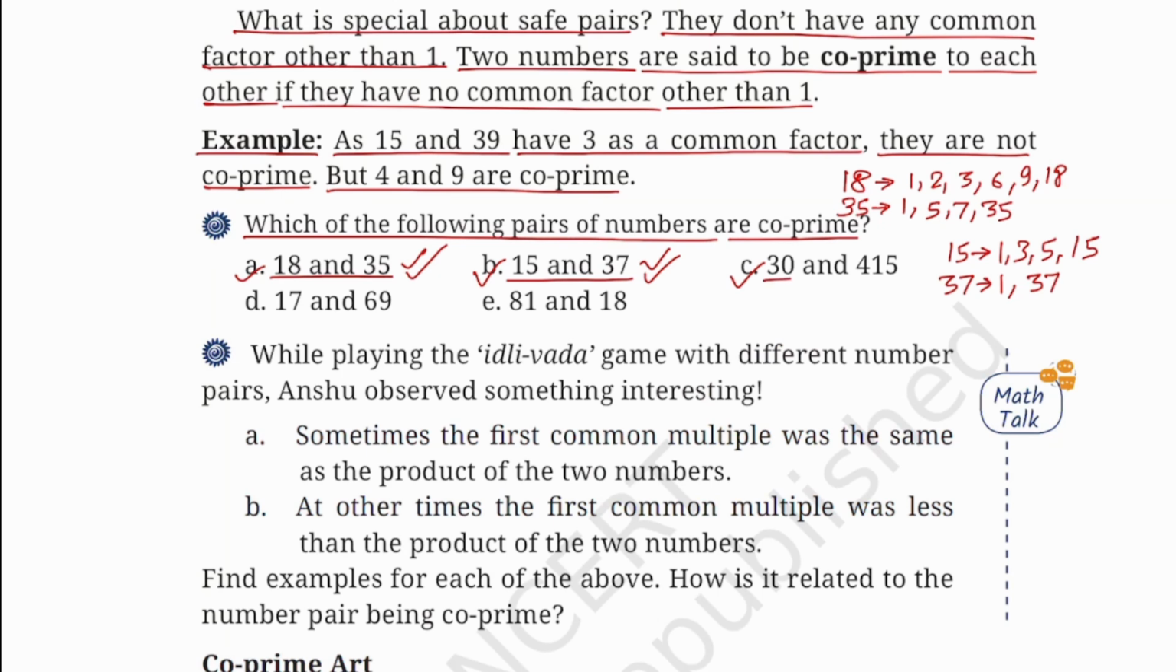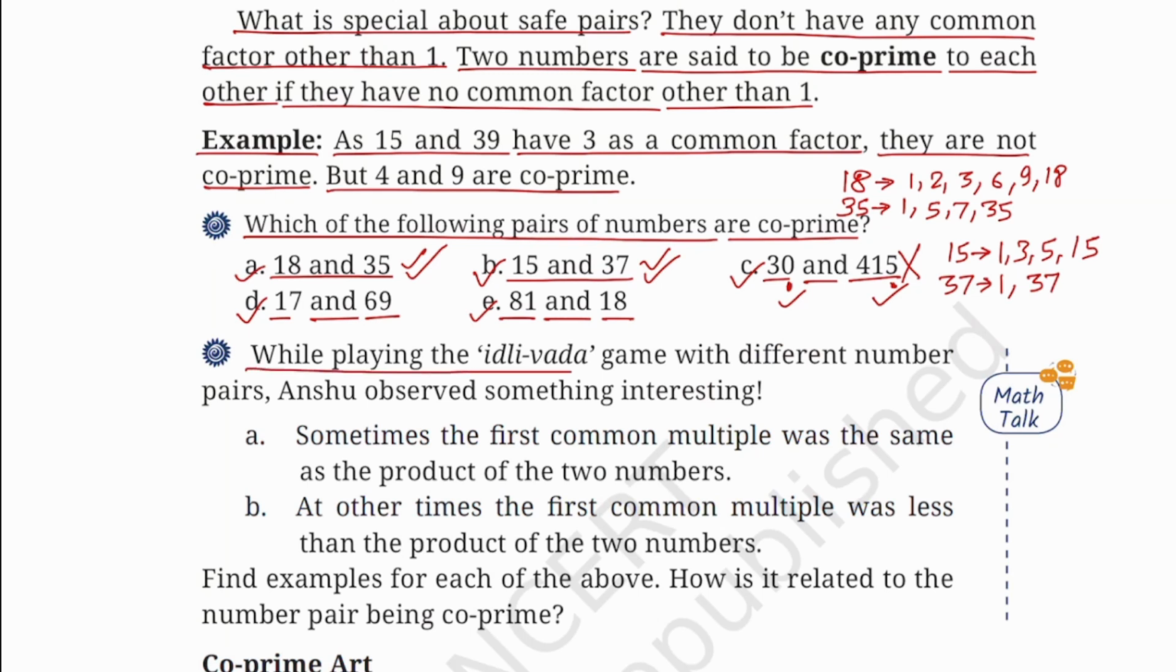See 30 and 415. You can see 30 has 0 at its unit place and 415 has 5 at its unit place. So both will have 5 as a common factor other than 1. So they are not coprime. Similarly, you can do D 17 and 69, E 81 and 18.